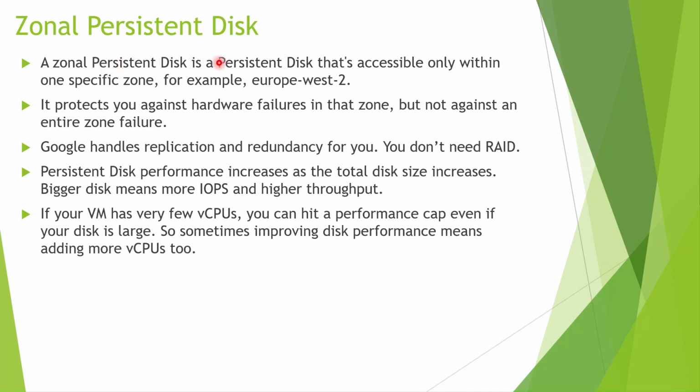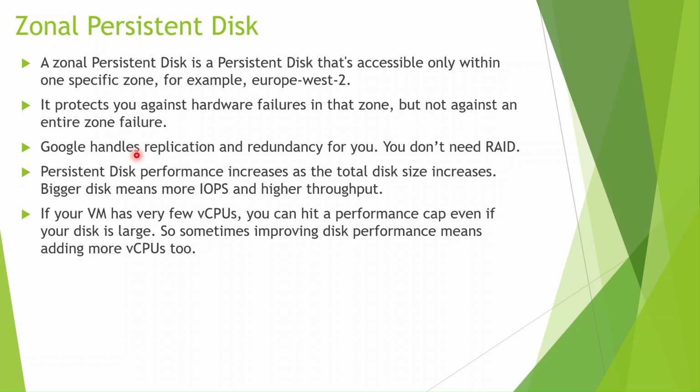Let's see what the zonal persistent disk is. Basically, a zonal persistent disk is a persistent disk that is accessible only within one specific zone. For example, in Europe West 2, I can use a specific zone like 2A, 2B, 2C, and in that zone only, I can access the disk. It protects against hardware failures in the zone, but not against an entire zone failure. As I've told you, if the entire zone goes down, nothing can be recovered until it comes up. There is also a possibility that you lose your data, but that is very tiny, as we have seen in the previous slides.